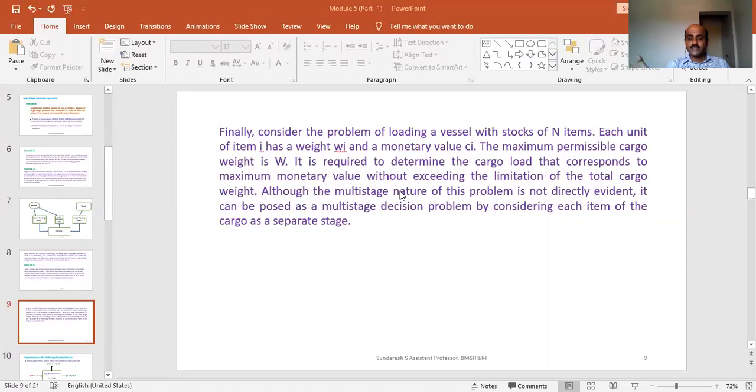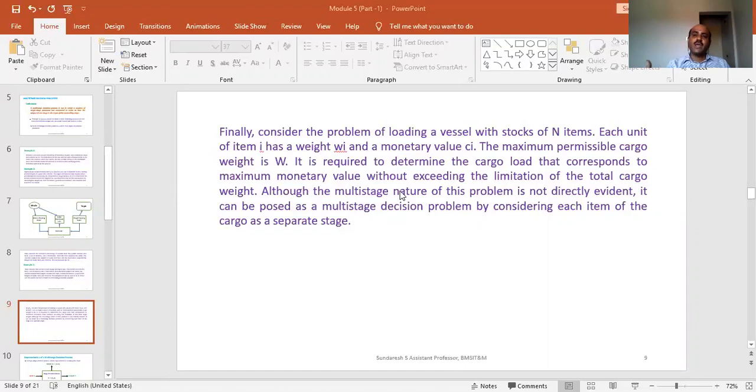The objective is to load the vessel, and the loading can be done corresponding to the maximum monetary value without exceeding the limitation of the total cargo weight. Although the multi-stage nature of this problem is not directly evident, it can be posed as a multi-stage problem, considering each item of the cargo as a separate stage.